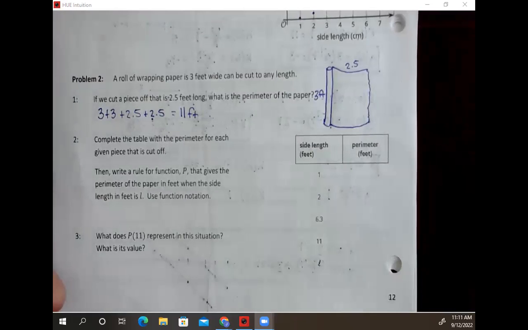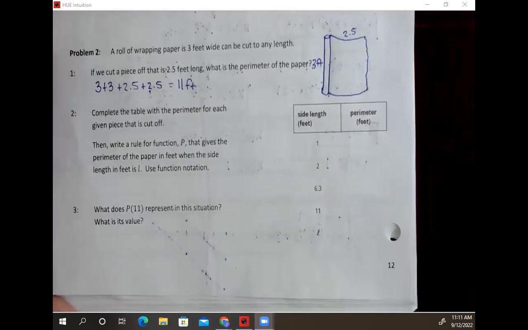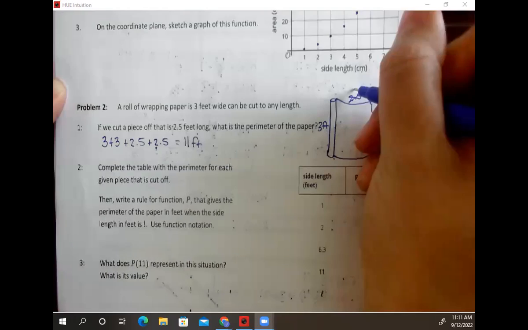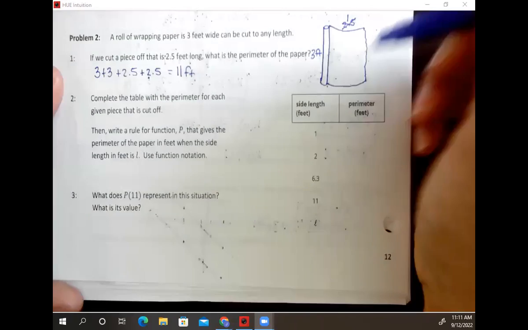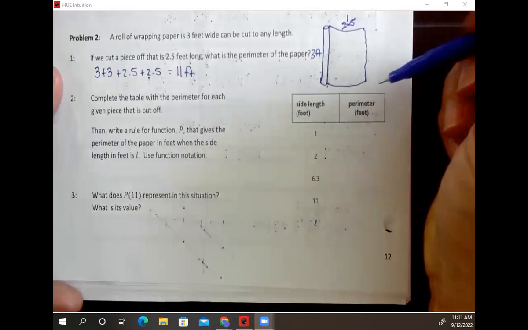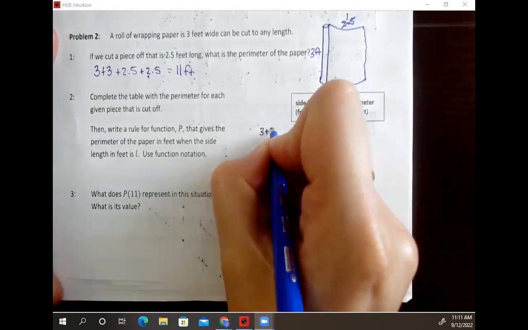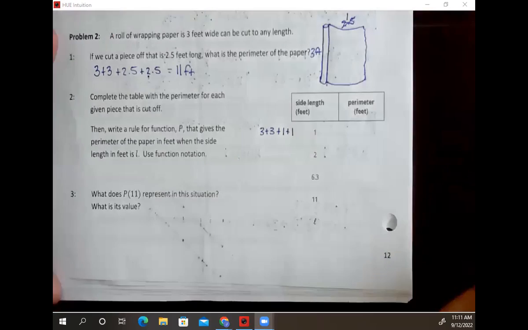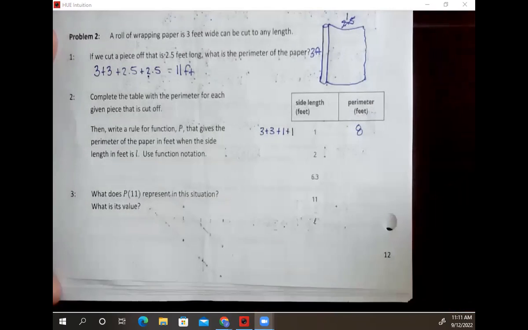So I've got one example here. Let's use this same idea to create a table. So we've got a couple more examples. Let's say our side length is 1. So not 2.5 anymore, we're going to change it to 1. We're still going to have 3 and 3. Does that make sense? I didn't roll it out as much this time, but the tube hasn't changed. So 3 and 3, now plus 1 plus 1. So this would be 6, 7, 8 for my perimeter.